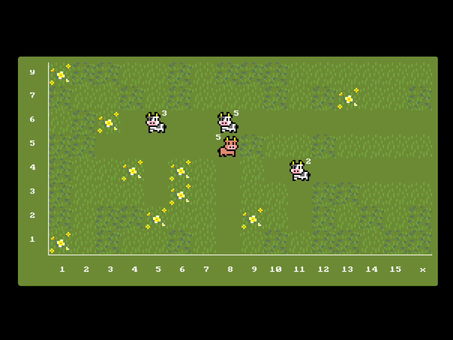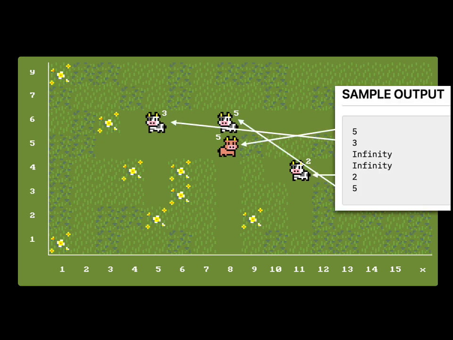In the end, we see that 4 cows ended up stopping after having eaten grass from 3, 5, 5, and 2 cells respectively, and the other 2 cows continued on forever, which matches the expected output. Great. Now let's think about how we could solve this problem in general.